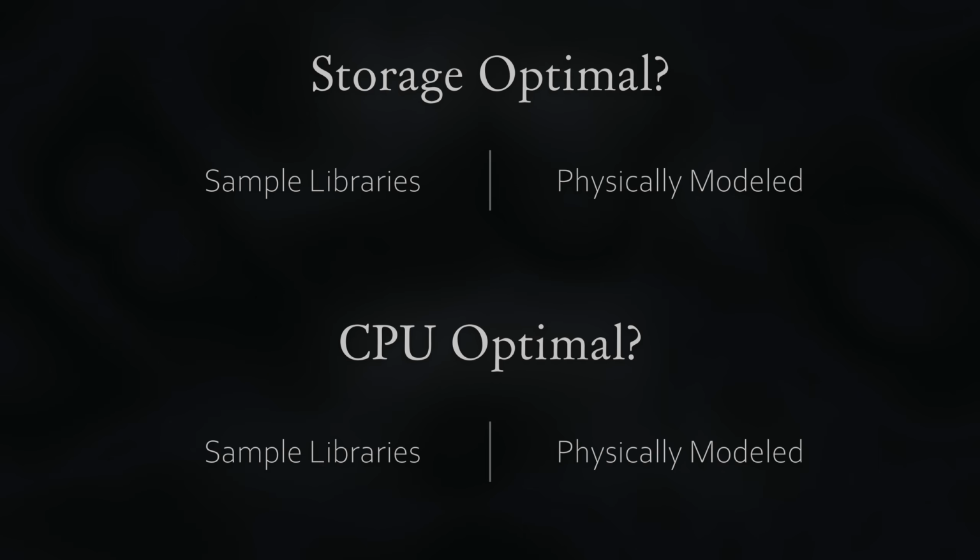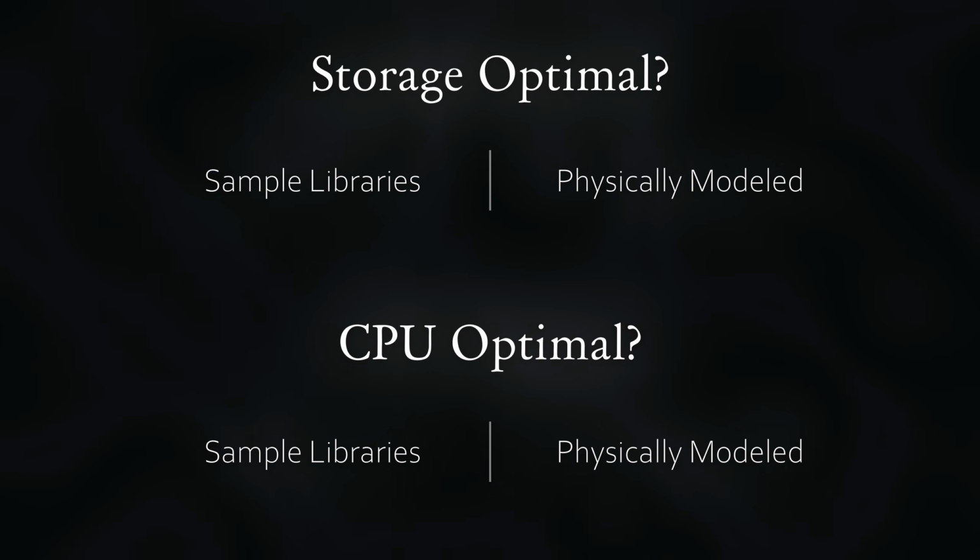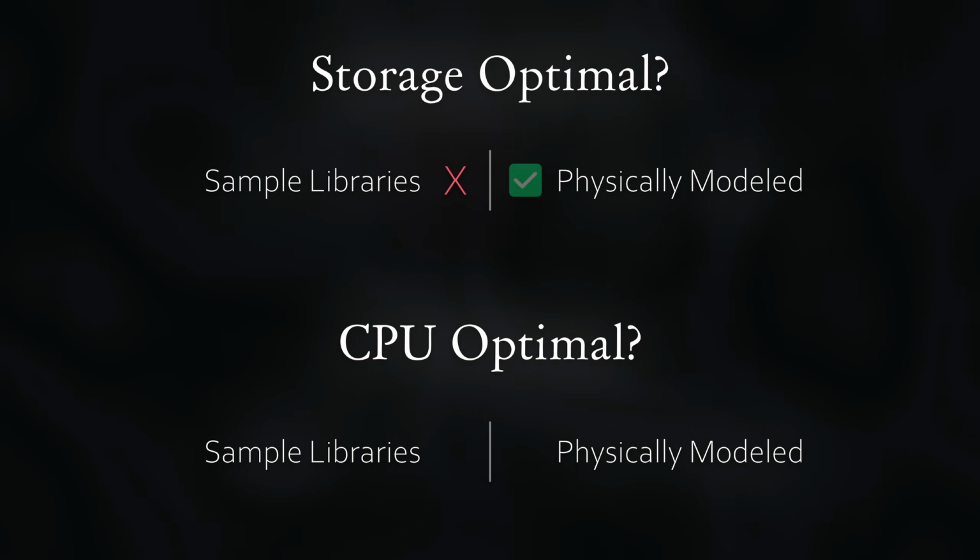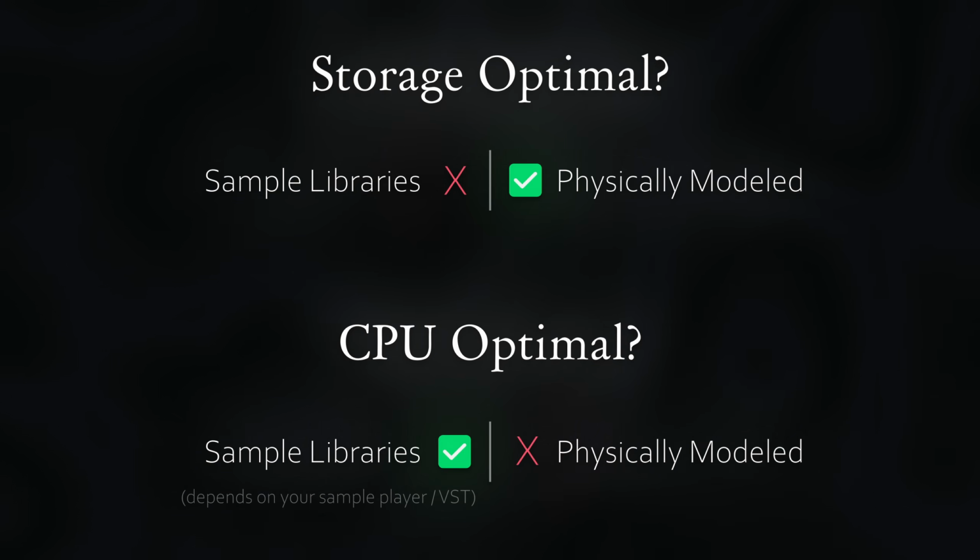A large downside with piano libraries is that they can take up an enormous amount of disk space, which is the cost of having thousands of authentic samples. Physically modeled pianos, on the other hand, take up very little space since they're essentially just built on math. However, this also means that they are often more CPU intensive and may cause performance issues.